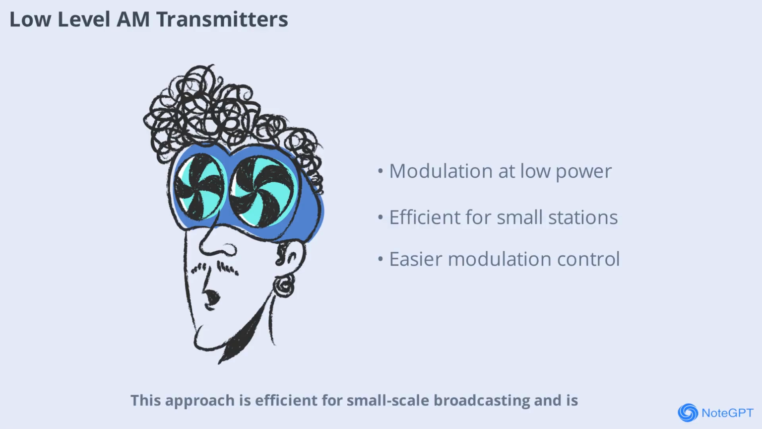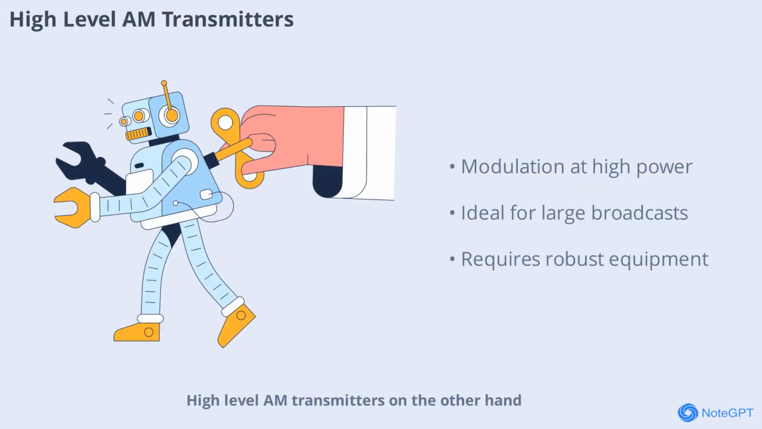This approach is efficient for small-scale broadcasting and is often used in local radio stations or educational setups. The main advantage is that it allows for easier control of the modulation process, but it may not be suitable for very high-power applications. High-level AM transmitters, on the other hand, perform modulation at the final power amplification stage.